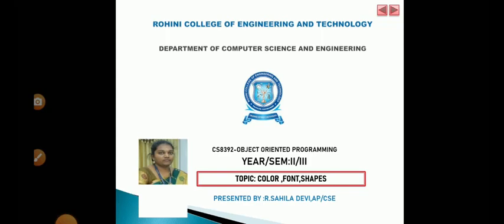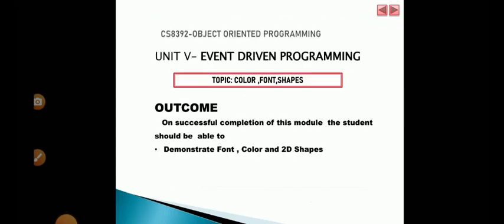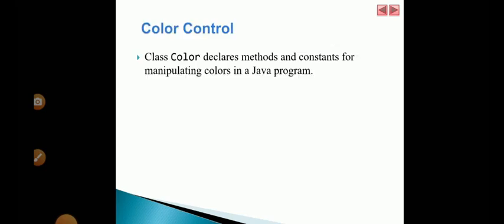Today we are going to discuss the subject CS8392 Object Oriented Programming. In Unit 5, we are going to discuss the topics color, fonts and shapes, that is, how we can use colors, fonts and shapes in Java. On successful completion of this module, the student should be able to demonstrate the font, color and 2D shapes.